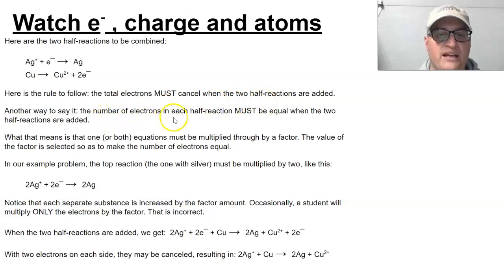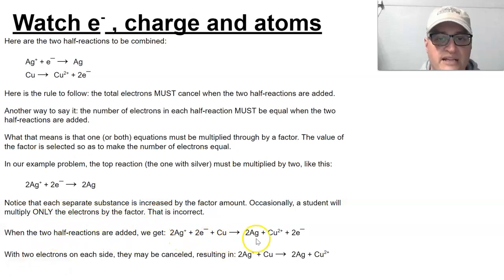Another way to say it is the number of electrons in each half reaction must be equal when the 2 reactions are occurring. What that means is that one or both equations must be multiplied through a factor so things will cancel out. The value is selected so as to make the number of electrons equal. So in the problem that we've got, the top reaction with silver must be multiplied by 2 across. Notice each separate substance is increased by the factor amount. Occasionally, students will only multiply the electrons by the factor. Everything needs to be multiplied.